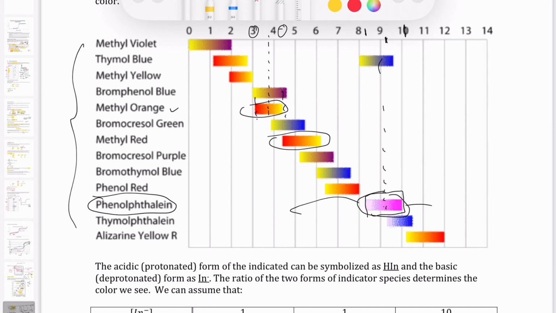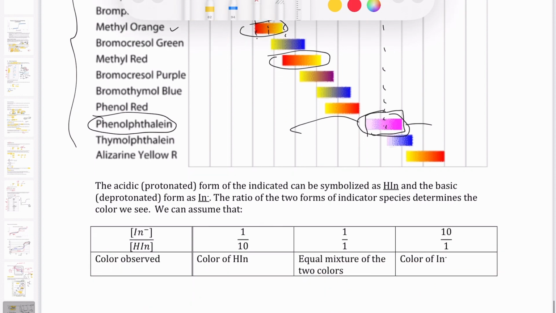Okay, now we have to choose these indicators to match the pH at our equivalence point. But before we do that, we need to know when the color will change. How do we know that the color will be one color or the other color? It depends on the ratio of the acid form of the indicator versus the conjugate base form of the indicator. So here I call them HIN for the acid form and IN minus for the base form of the indicator. If we take a ratio of IN minus over HIN, we can tell what color we will see.